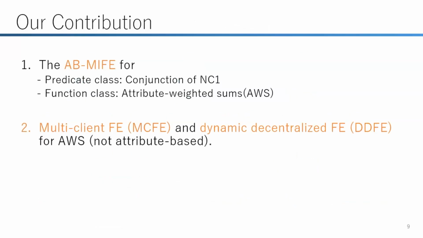Our contribution in this paper is basically twofold. The first one is construction of ABMIP for predicate plus conjunction of MSD1 and function plus attribute weighted sum. And the second one is construction of a more generalized notion, which is called multi-client AP and dynamic decentralized AP for attribute weighted sum. But due to the time constraint, I will talk about only item 1 in this talk.